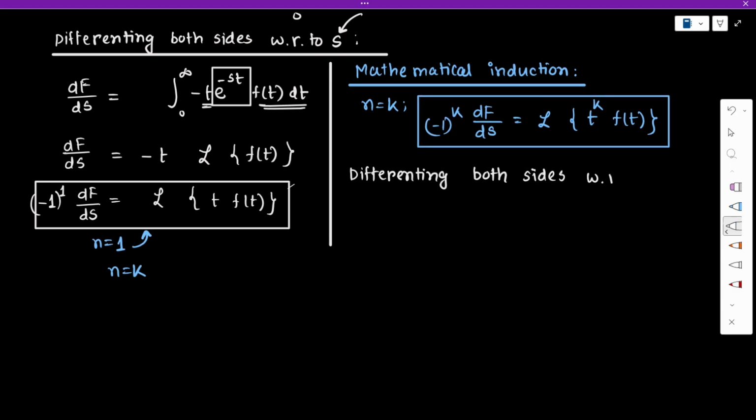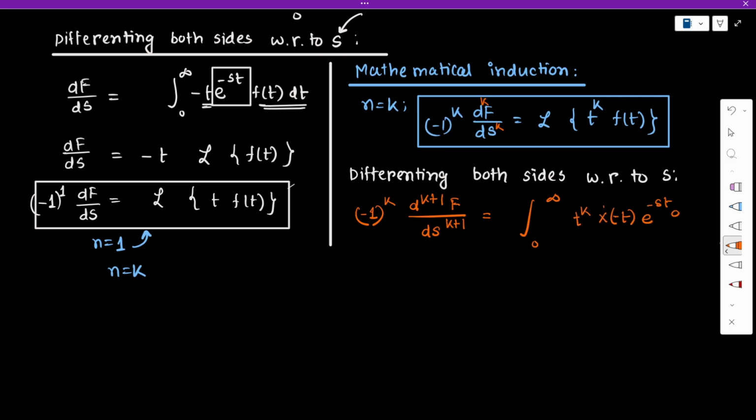And now we're going to differentiate yet again, with respect to s. So differentiating both sides with respect to s leads to negative 1 to the power k, d^k f by ds^k, and this is going to be d^(k+1) f divided by ds^(k+1), equal to the Laplace transform of, if we break it up, the integral from 0 to infinity of t^k times negative t e^(-st) dt.